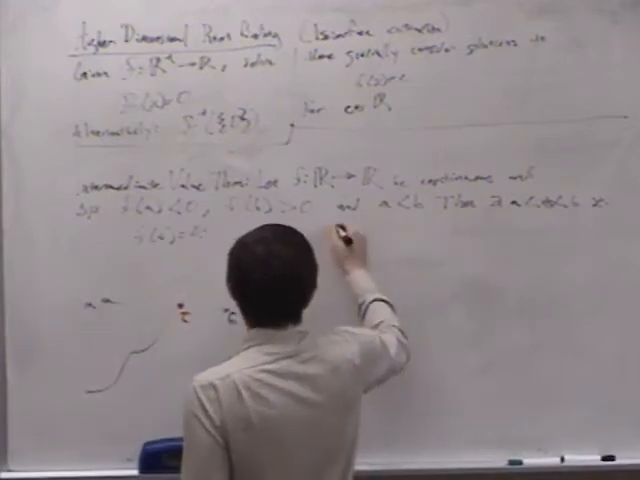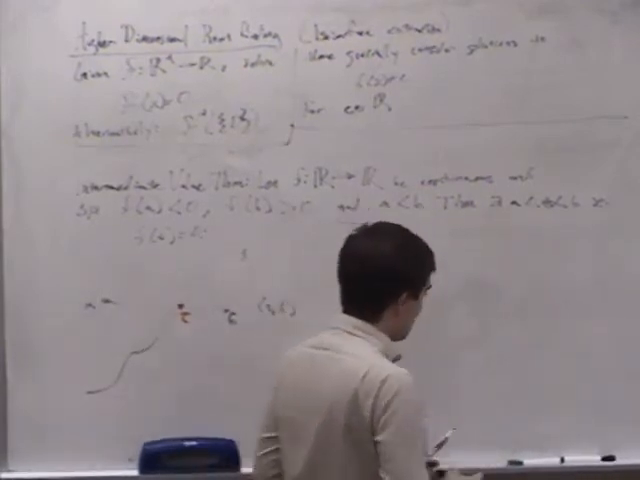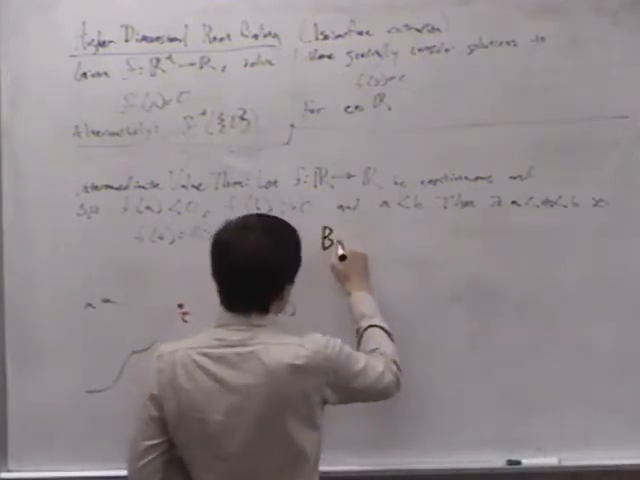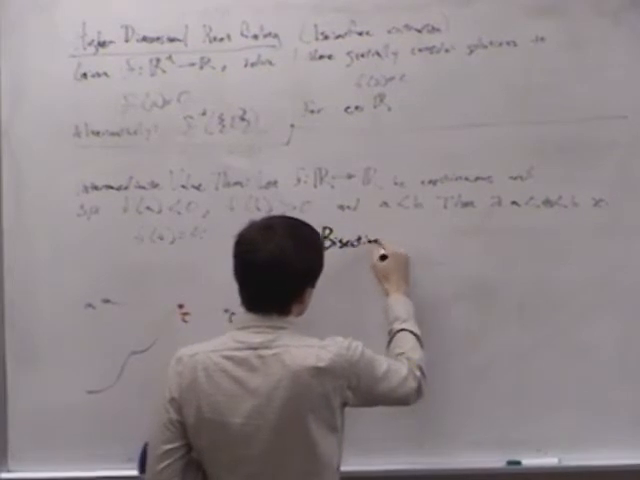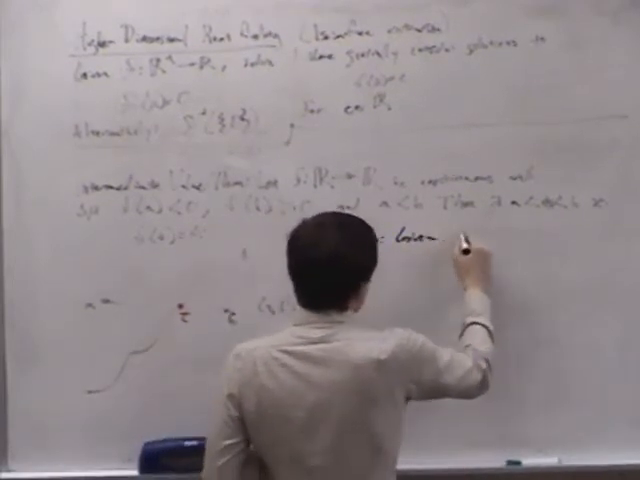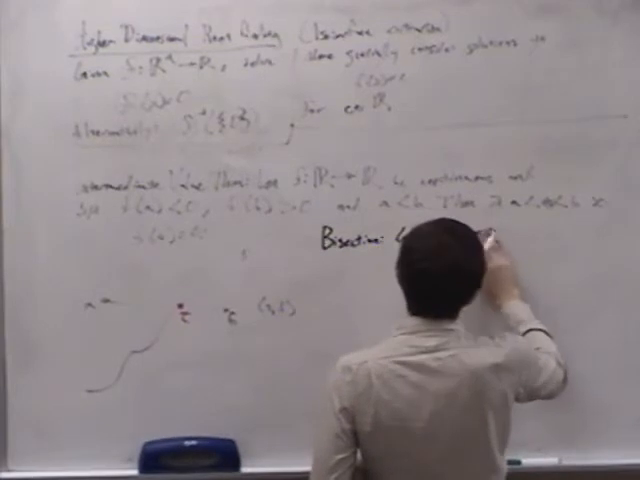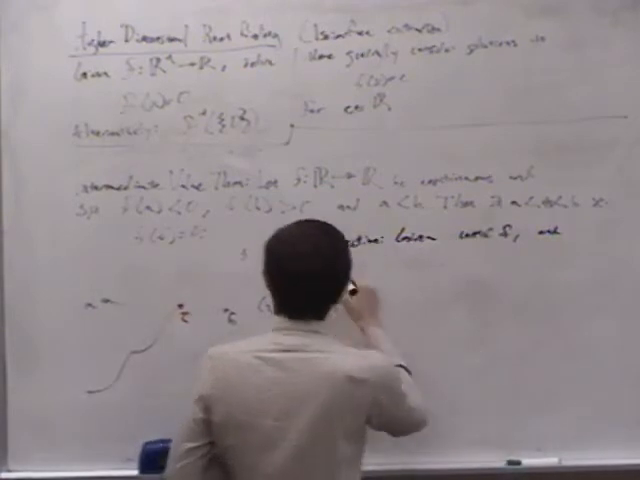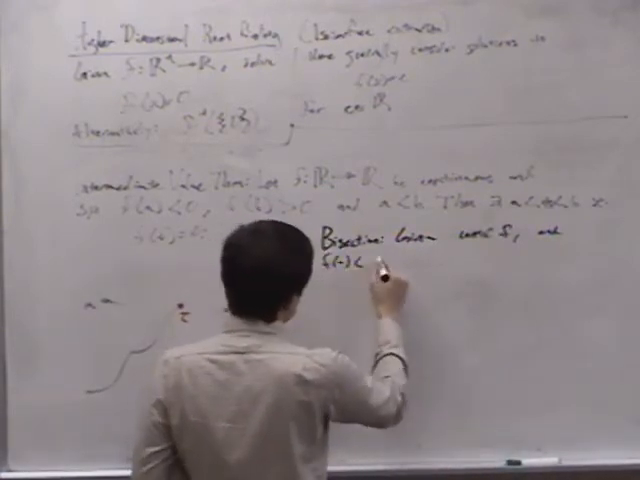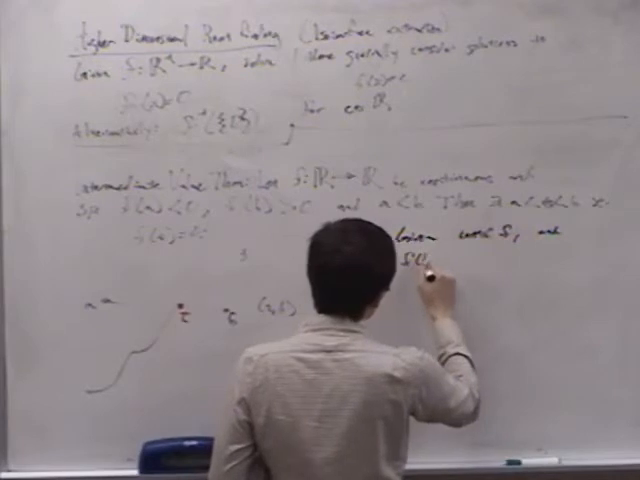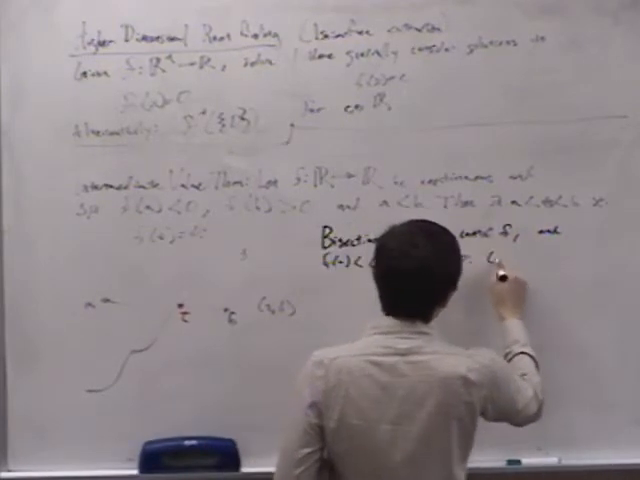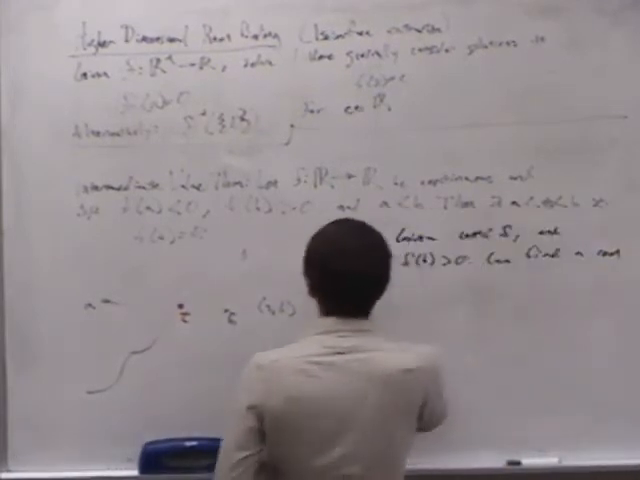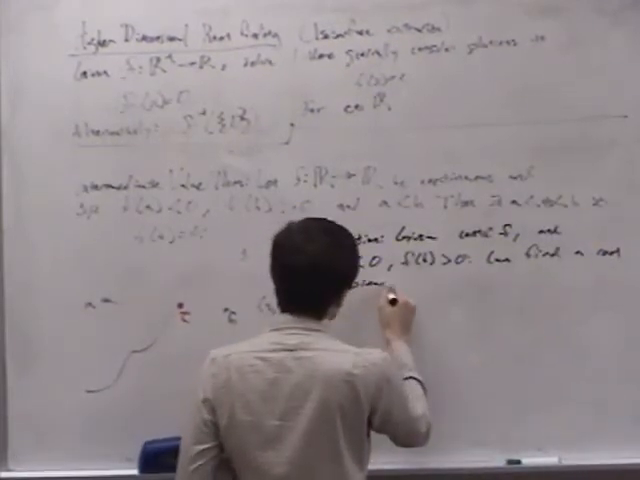My marker is dying here. So we'll say, and this is the basis for the bisection method: given a continuous f, with f of a less than 0 and f of b greater than 0, we can find a root by binary search.